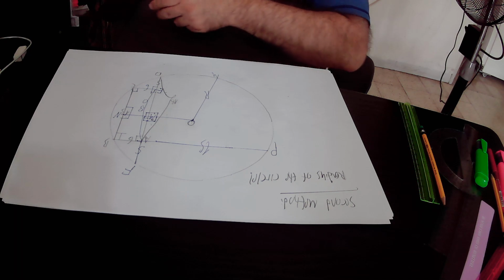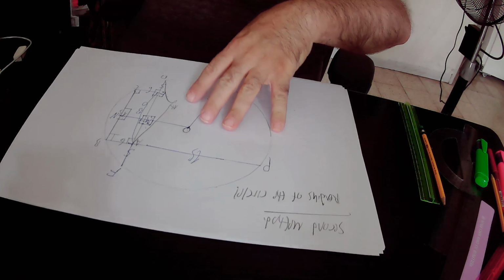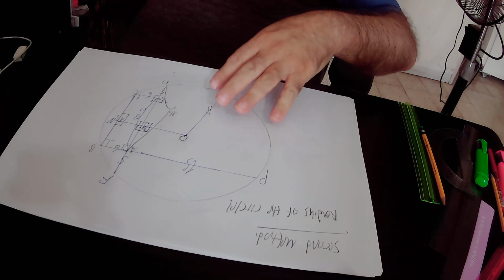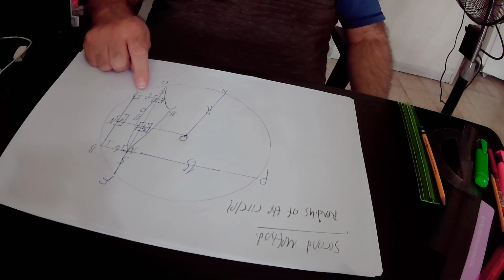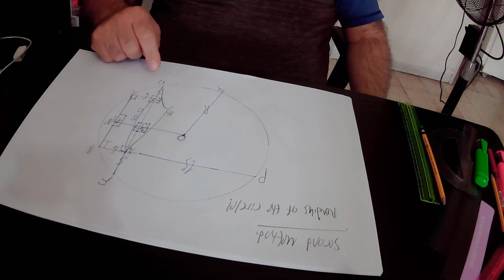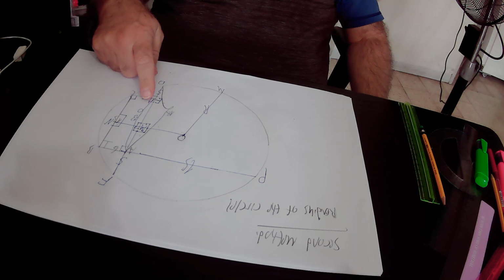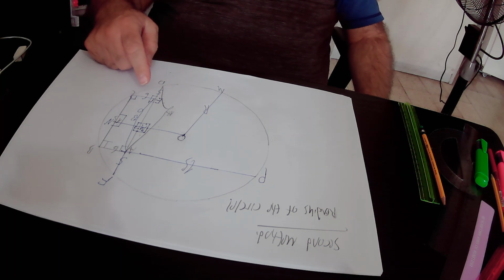I will not repeat the same things that we have already done in the first method. So here, from point C, we draw a perpendicular on AD. Therefore, this angle equals 90 degrees, this angle equals 90 degrees. We define the touching point of the perpendicular from point C on AD as E.